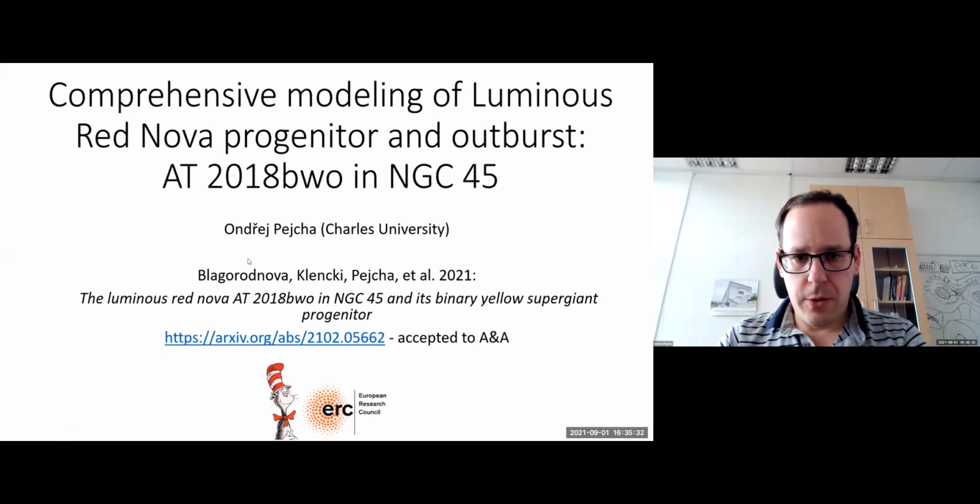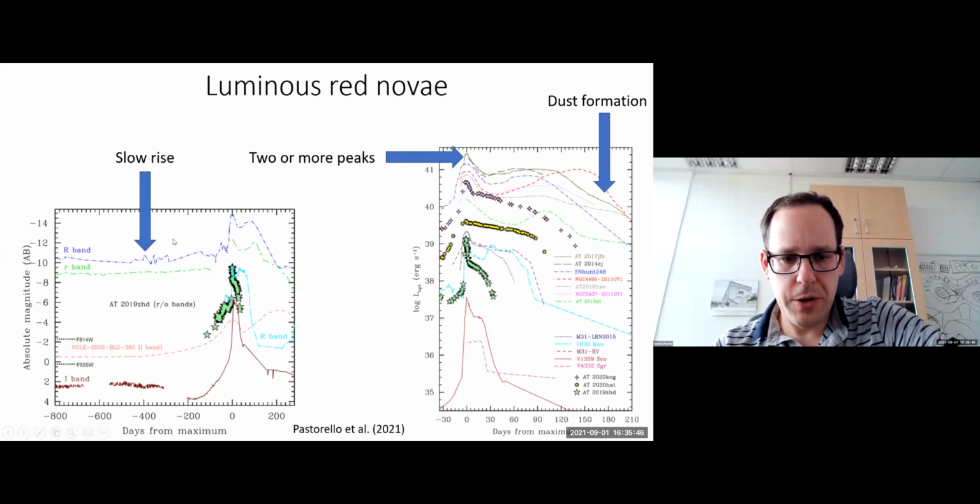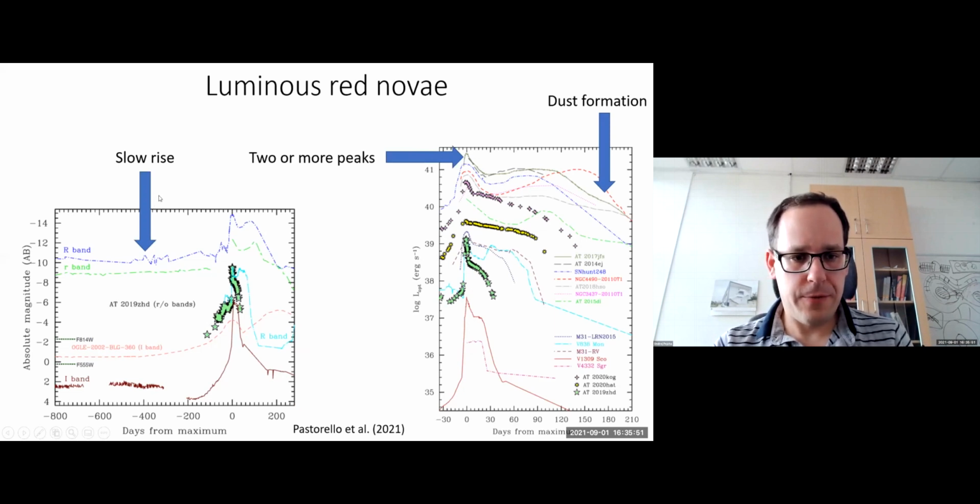Our work is about one particular luminous red nova, but I will give a brief overview of what we think these objects are, or what we observe. Here is a summary of light curves of some of these events from a recent work by Andrea Pastorello. And we see that these events have three distinct phases. First, some of these events show a distinct slow rise to the maximum for hundreds of days or several years. The most prominent of these are V1309 Sco and M31 Luminous Red Nova 2015.